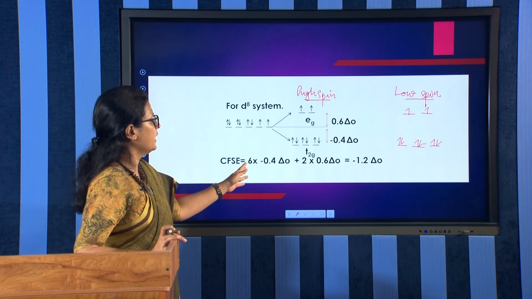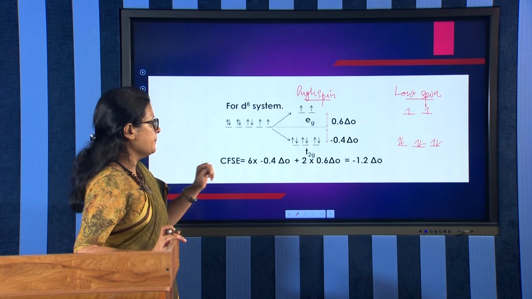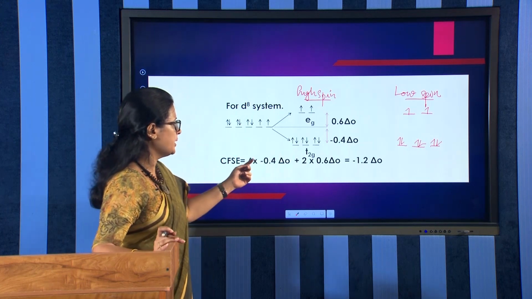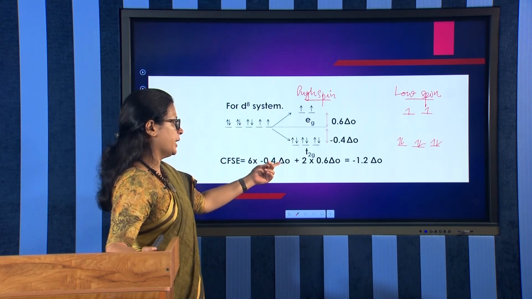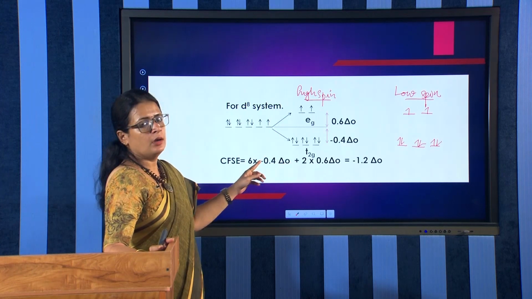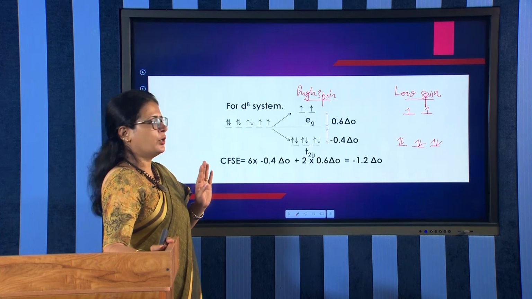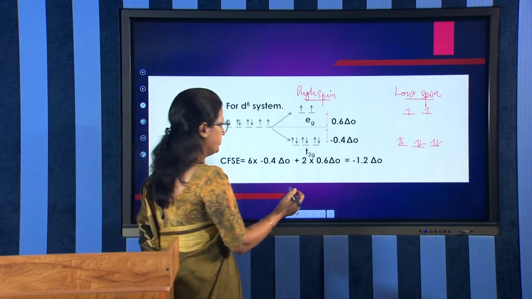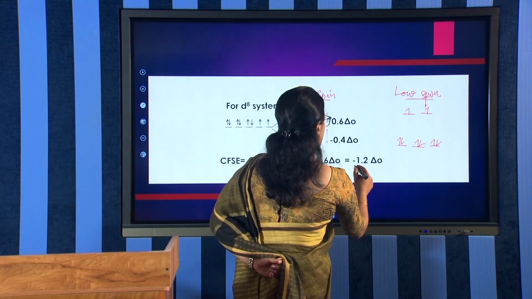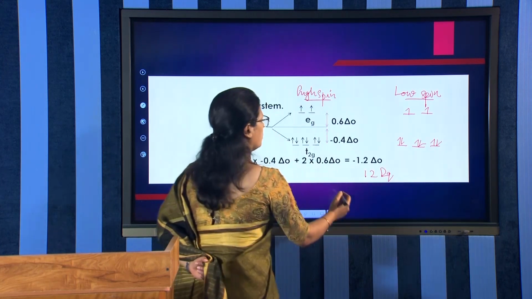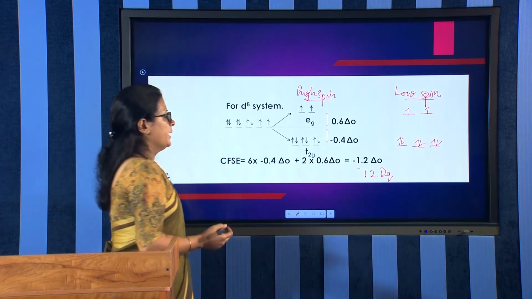Okay. And now while calculating the CFSE, you can add the number of electrons: 6 electrons in the T2G, 6 into minus 0.4 delta O plus 2 into plus 0.6 delta O. On the whole you have minus 1.2 delta O, or you can write it as minus 12 dq.